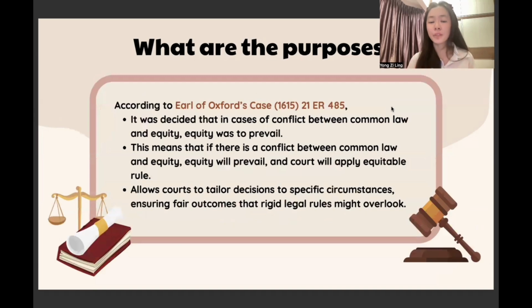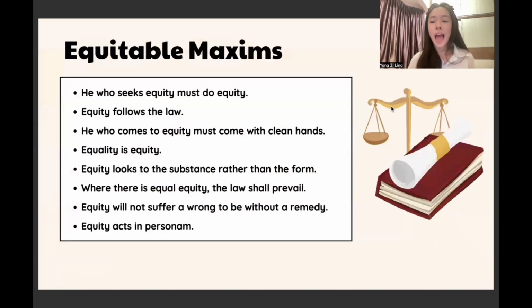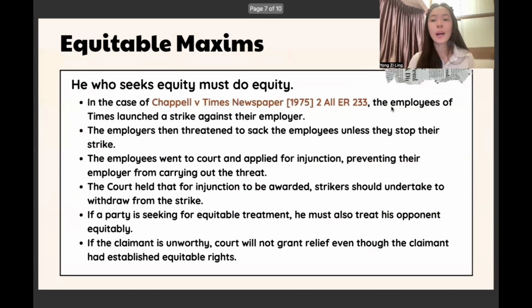According to the Earl of Oxford's case, it was decided that when there is a conflict between common law and equity, equity was to prevail. The court will apply the equitable rule. This is to tailor decisions to specific circumstances and ensure a fair outcome that rigid legal rules might overlook. Here are some of the equitable maxims. The first one is, he who seeks equity must do equity.